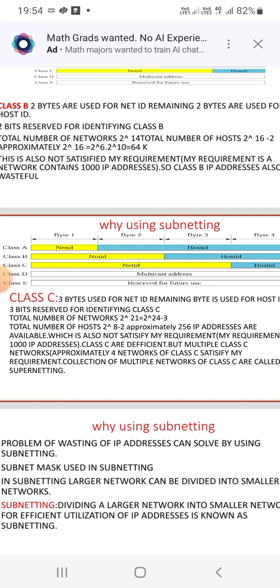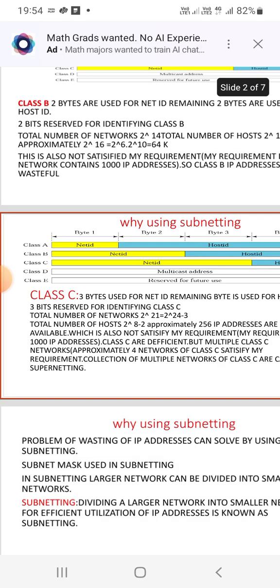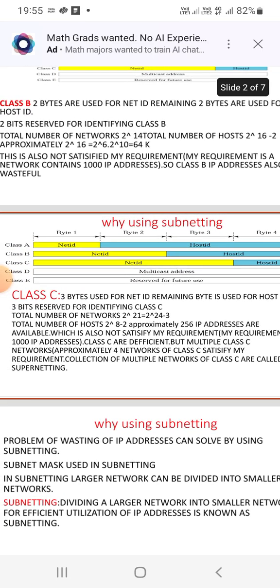This also does not satisfy my requirement, because I need 1000 IP addresses in a network. In class C, 256 IP addresses are available, which is deficient. But approximately 4 networks of class C satisfy my requirement: 4 into 256 is approximately 1000. This collection of multiple class C networks is called supernetting.